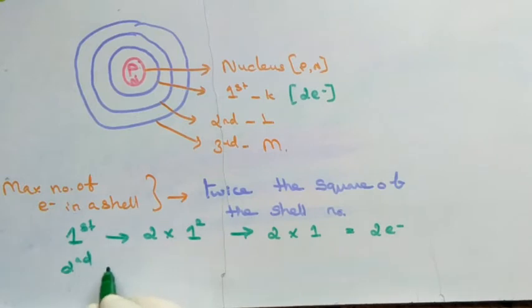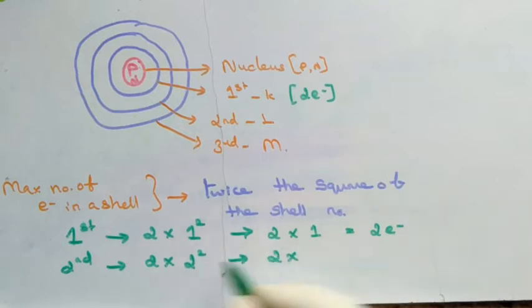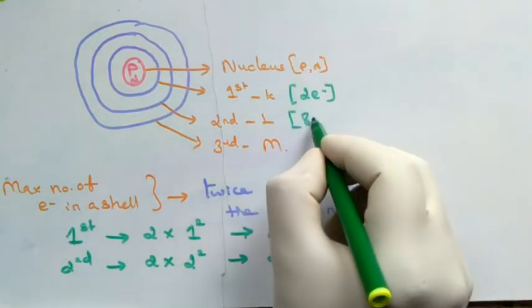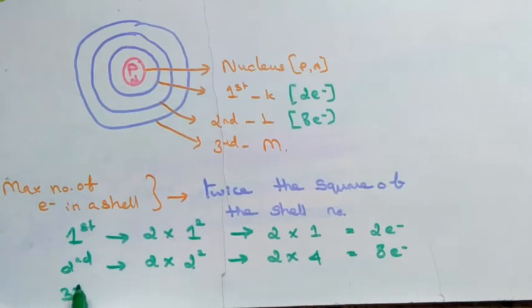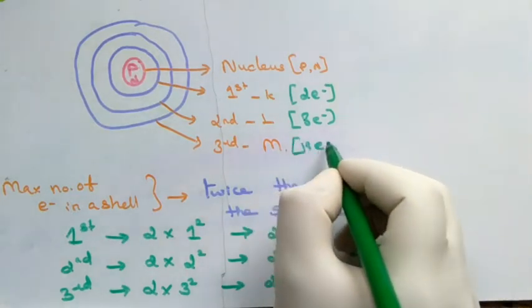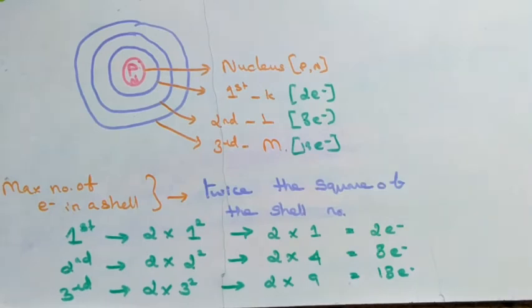Next, for the second shell. Twice the square of the shell number, that is 2 square. So 2 2s are 4, 2 4s are 8. In the second shell a maximum of 8 electrons can occupy. As well as in the third shell, 2 into 3 square, because the shell number is 3. So 3 3s are 9, 2 9s are 18. In the third shell 18 electrons can occupy. By using this method, we can easily find out the maximum number of electrons in each shell.